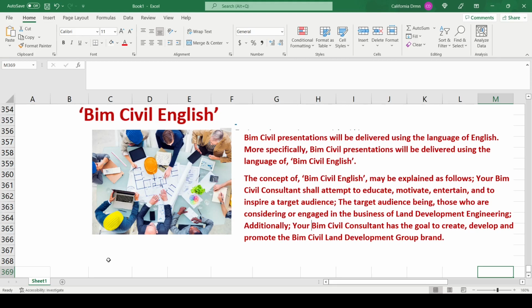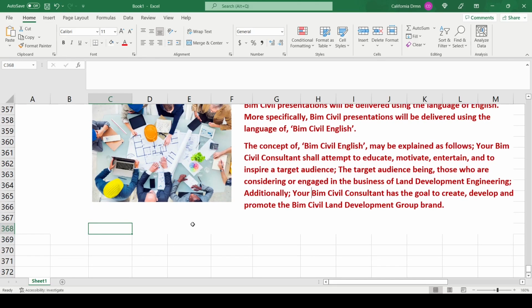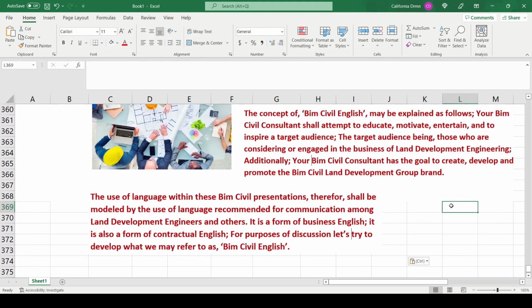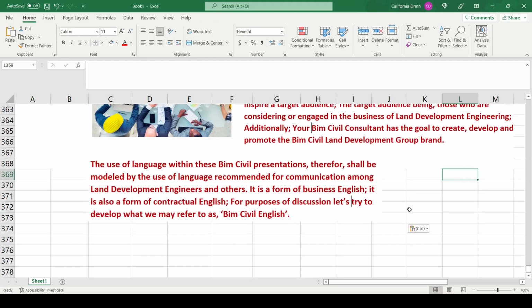Your BIM Civil consultant shall attempt to educate, motivate, entertain, and inspire a target audience, the target audience being those who are considering or engaged in the business of land development engineering. Additionally, your BIM Civil consultant has the goal to create, develop and promote the BIM Civil Land Development Group brand. The use of language within these BIM Civil presentations, therefore, shall be modeled by the use of language recommended for communication among land development engineers and others.